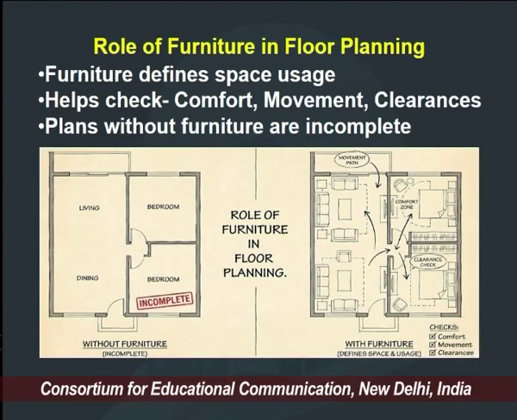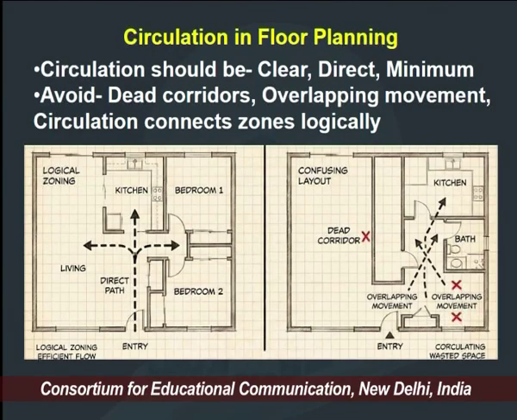So, this placement of furniture helps the designers and the users to define space usage, that in this particular space, okay, I can keep 2 sets of sofas or I can keep only 1 set of sofas, because it has to be in coherence with the circulation and the movement. Once the layout is done properly, it will help you to check the movement pattern and a proper clearance can be pre-designed, and there won't be any issues later on. Any plan which does not have a furniture layout is an incomplete plan. It will help to understand the circulation.